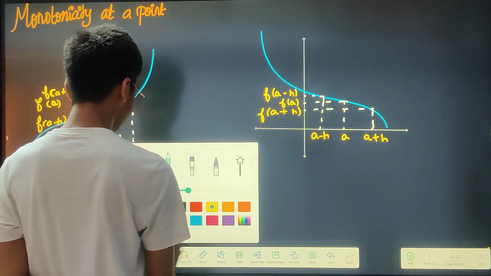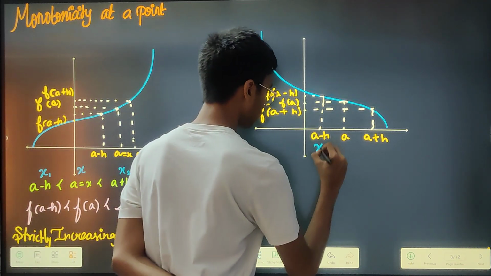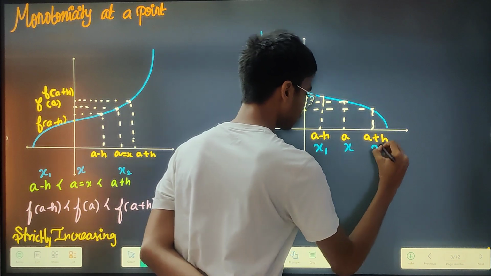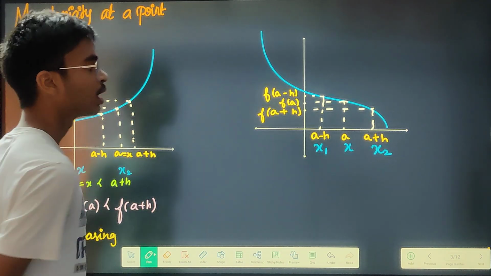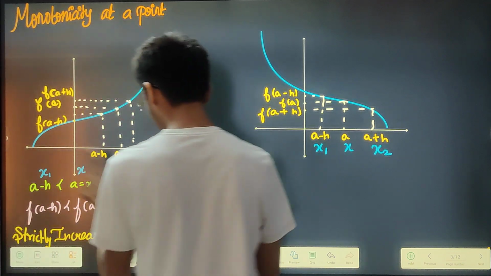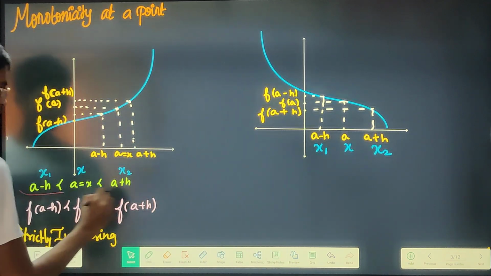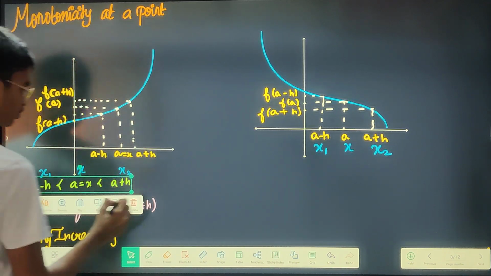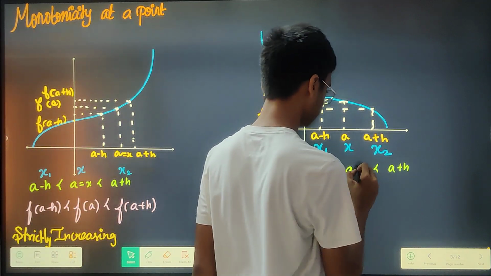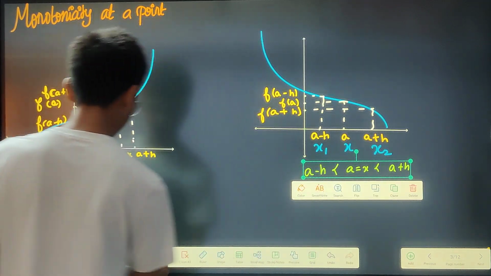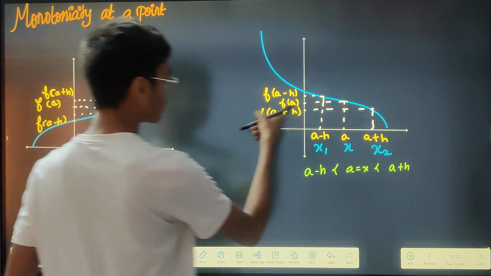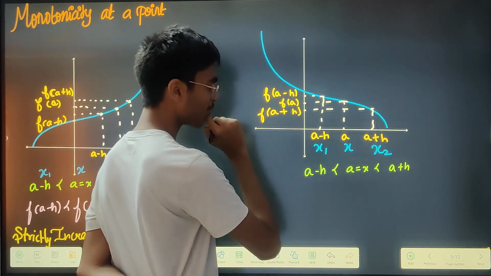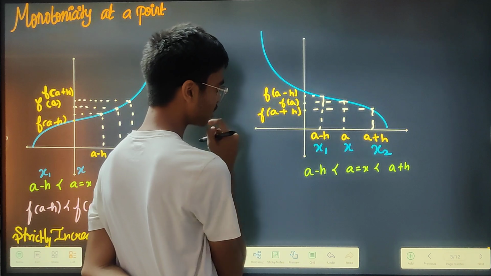Now let this point be x1, x2. Here the exact same condition is going to be applicable. The same condition is what we are applying here. But here f of x. See this thing, that is very important. Wait a second.